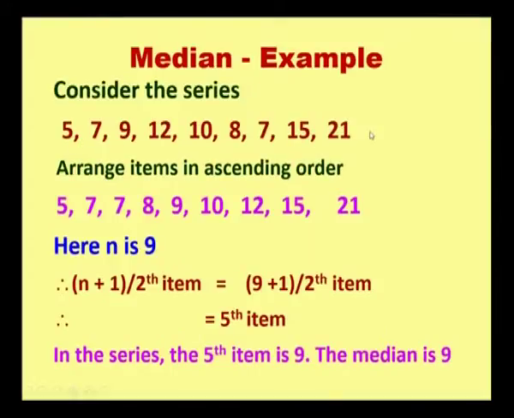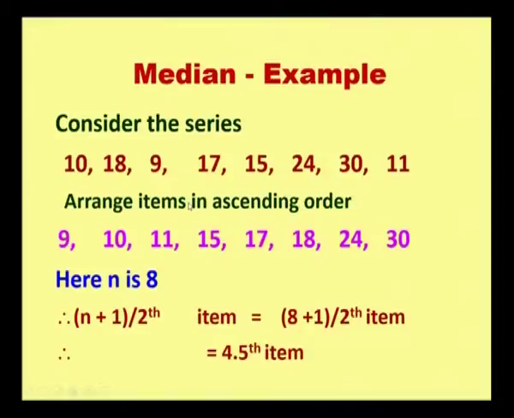In this data set, there are 9 items, and we have to arrange them in ascending order. Here the (n plus 1) by 2th item, that means (9 plus 1) by 2, 10 by 2, that is 5. So, the 5th item is the median, and the 5th item is 9, and therefore, as far as this data set is concerned, 9 is the median.